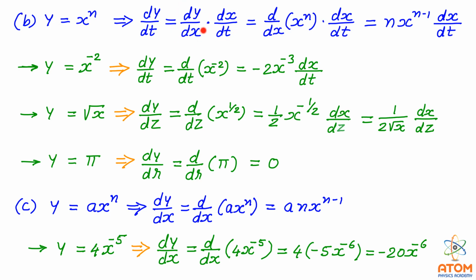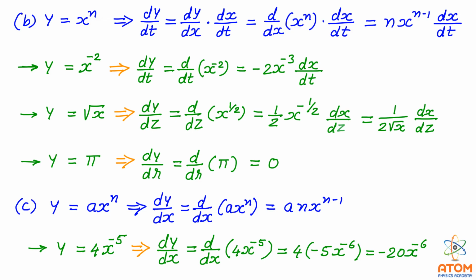Now dy by dx means differentiation of y with respect to x, but y is x raised to n. So here it is d by dx of x raised to n into the same term dx by dt is there. Now we know that this differentiation is n x raised to n minus 1 and then dx by dt. Note that in the previous equation, when we differentiated y is equal to x raised to n with respect to x, the answer was just n x raised to n minus 1. But when we are differentiating this equation with respect to t, the answer is n x raised to n minus 1 and dx by dt.